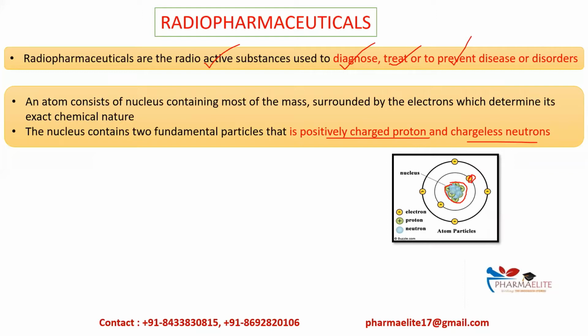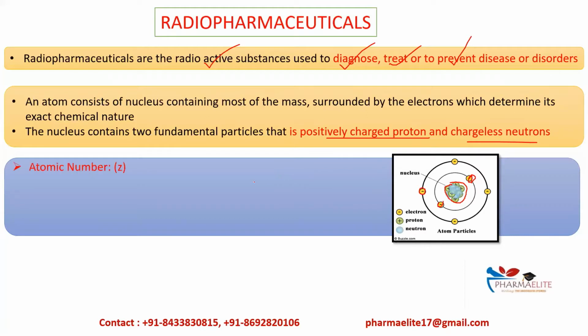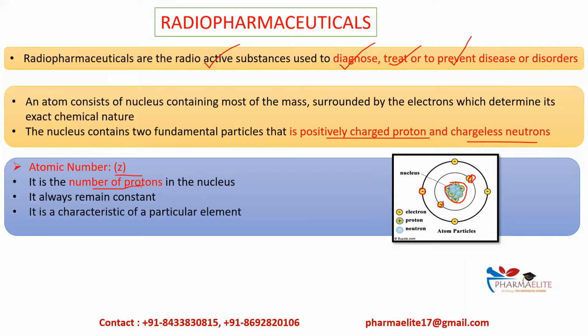The majority of the mass is contained in the nucleus, and the electrons provide the exact chemical nature of an element. Now, what is atomic number? Atomic number is designated as Z. Atomic number is nothing but the number of protons present in the nucleus. They remain constant, and it is a characteristic of a particular element. Now we will see different examples of atomic number.